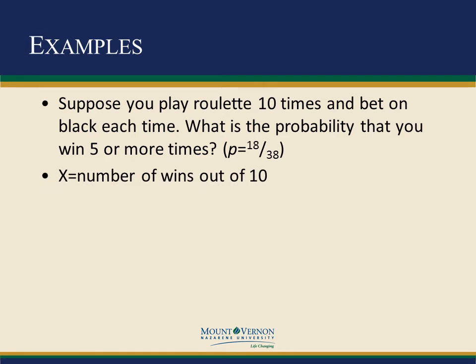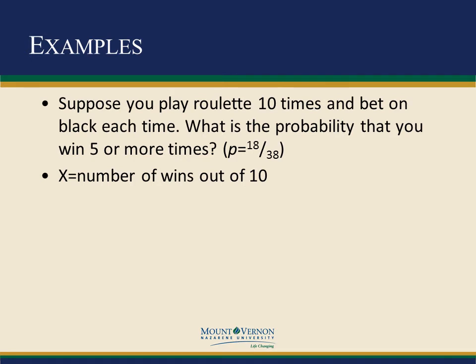First of all, we need to know the parameters. The n is 10 because we're going to play 10 times. P is given to us as 18/38. The reason for that is that there are 38 slots on an American roulette wheel, and 18 of those are black. But if you didn't know that, it's given to you there. So 18 out of 38 is the probability of winning. And the number I'm interested in is 5 or more. The random variable itself, x, is the number of wins out of 10.